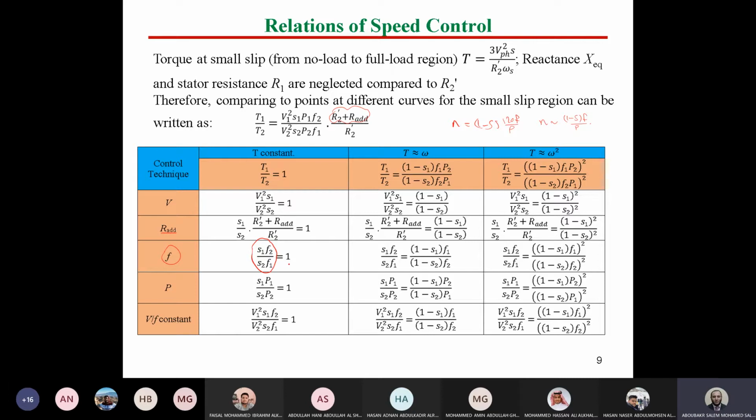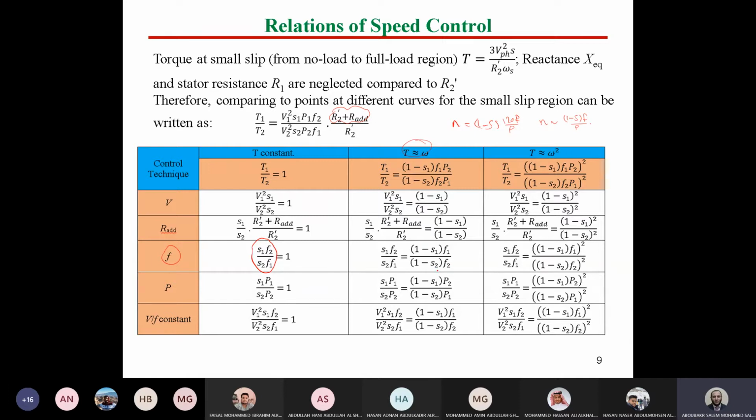If we apply it for torque proportional to omega, start with the relation here, change the value of F only, and remove the others. Here B can be removed. So we can say now this relation, S1 F2 over S2 F1, will be used for all types of loads. However, for torque proportional to speed, we can say now it's 1 minus S1 multiplied by F1 over 1 minus S2 multiplied by F2.